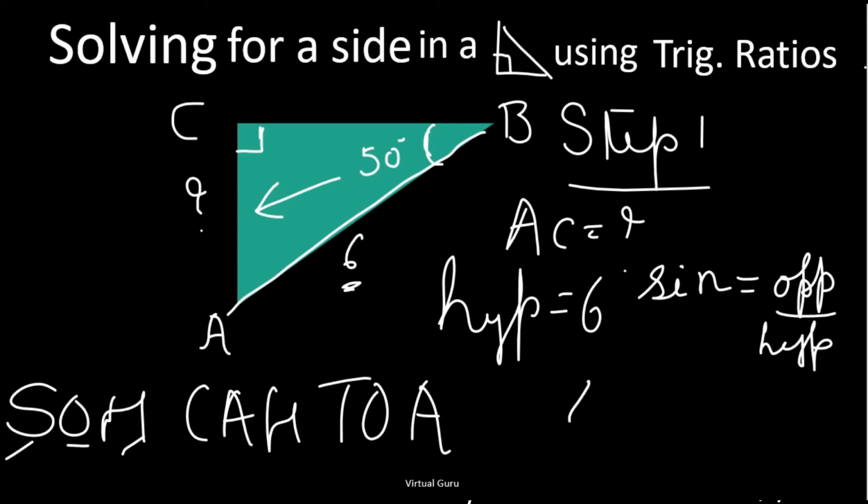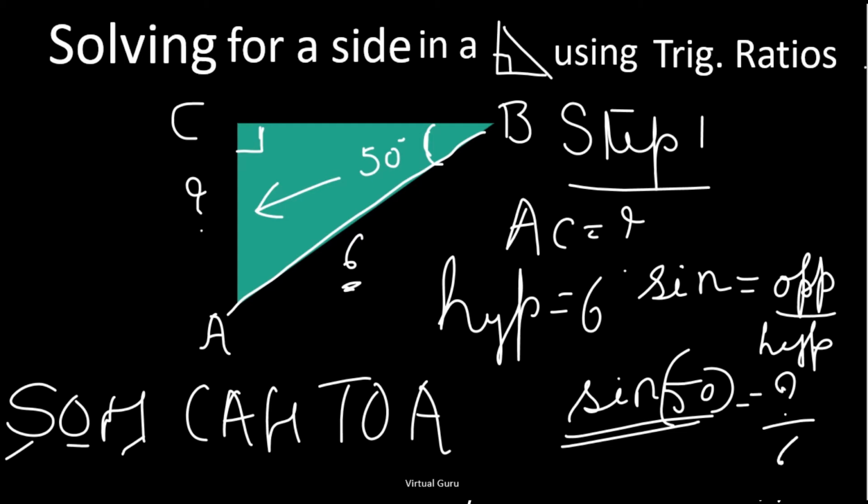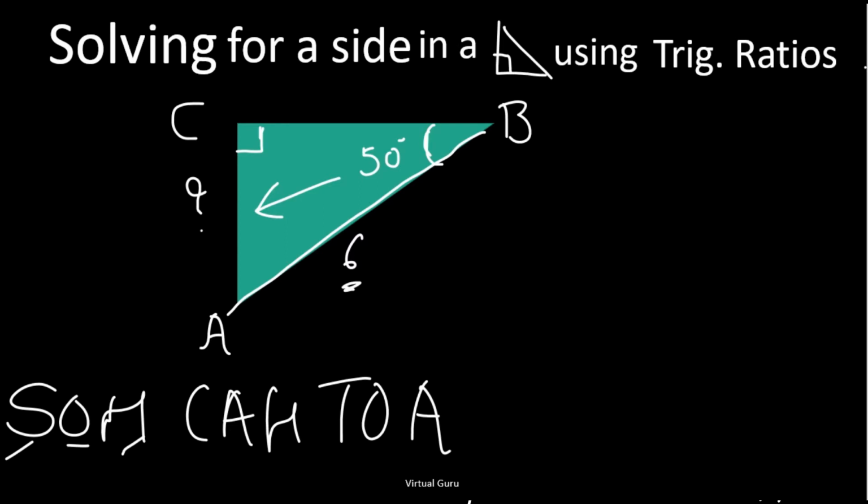So what is the angle we have to find? Sine of 50, isn't it? This is given, and we have to find the opposite, and the hypotenuse is given. So what do we conclude with this? We know what trigonometric ratio we have to use, that is sine. Here we come to the end of step 1.